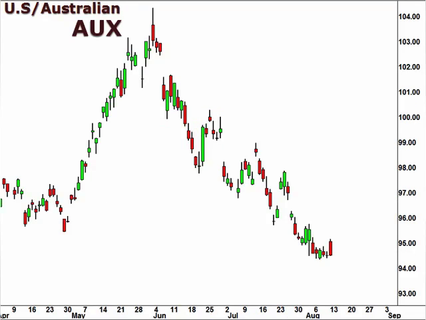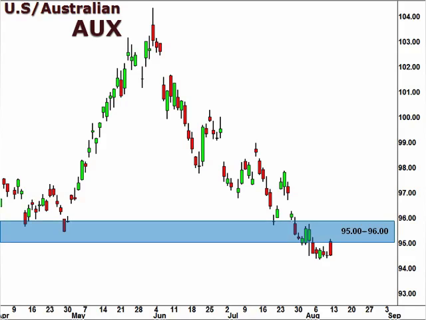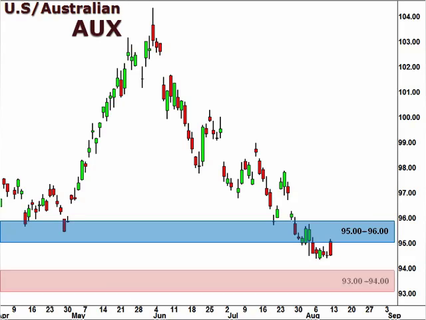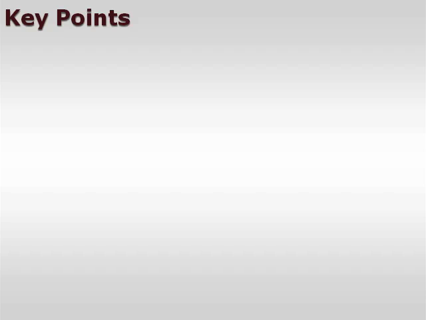Let's take a look at the AUX, the US dollar versus the Australian dollar. The AUX spent last week consolidating below 95. 95-96 remains an important resistance zone. We need to see a break above 96 to signal a reversal of the current downtrend. 93-94 is the next support level should we see a rejection off of 95 and a follow through to the downside.